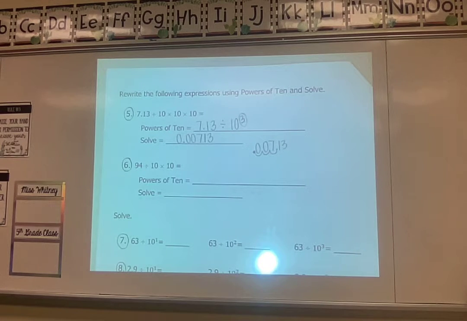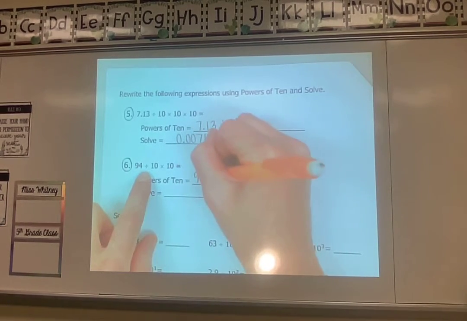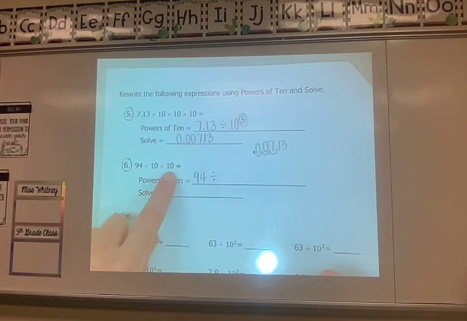Alrighty, number 6, same process. Start at the front, copy down 94, divided by, then when I get to the 10s, I need to count them.